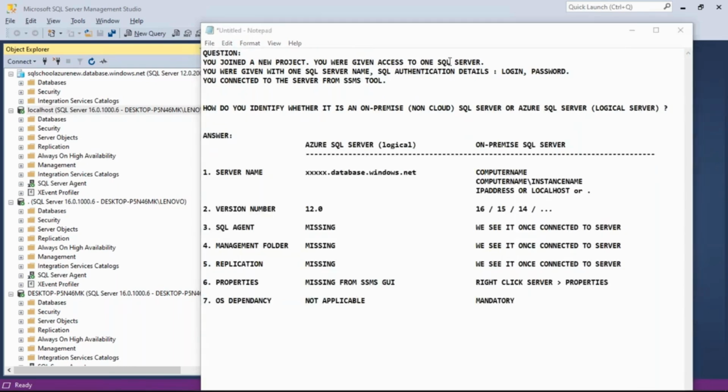Are we getting it now? I'll wait. Sir, but this is applicable only for the logical server, right? Yes, my question is about the logical server. Logical server means PaaS, platform as a service. Perfect. Any more questions or further clarifications required from this question, please let me know. I'll wait.